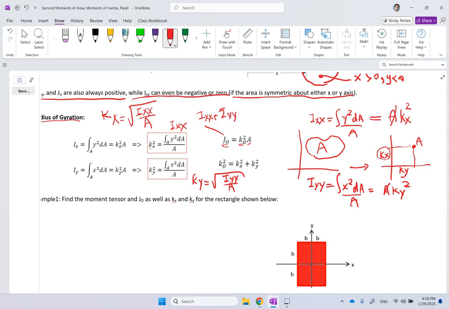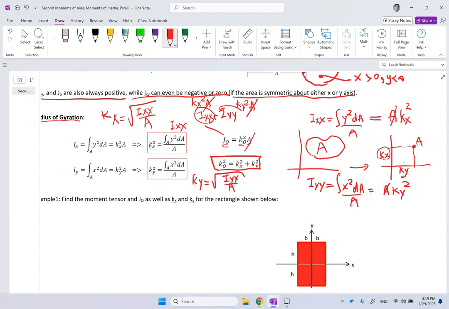Okay, and this Ixx is basically kx squared times A, and this one is ky squared times A. If you cancel A from both sides, you see that ko squared is kx squared plus ky squared. So the polar radius of gyration is related to the x and y radii of gyration like a Pythagorean theorem. And so that is it.